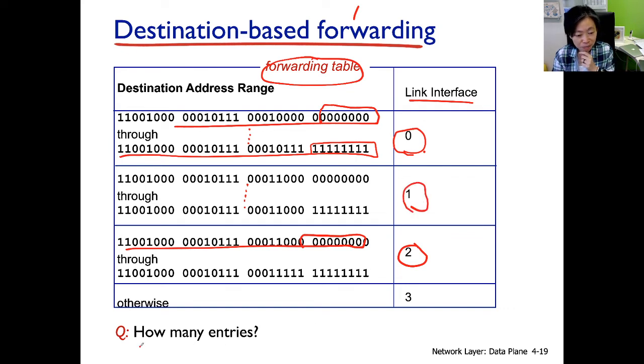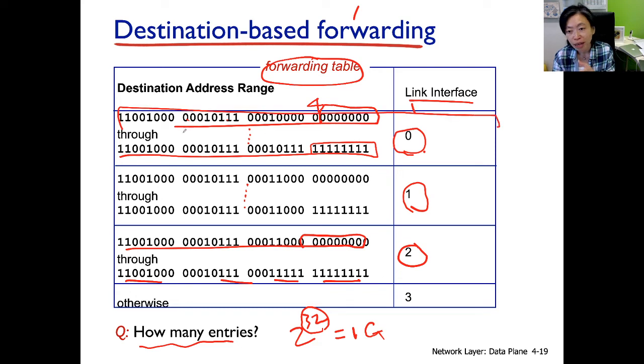But the thing is this, how many possible destinations can there be? Well, the IP address is this big. The IP address, 8 bits together, 32 bits. So you could actually have 1 gig entries. And each entry might require 4 bytes, 4 times 8 bits, and maybe another byte for the link interface. So each entry needs to be at least 5 bytes. So 1 gig entries times 5 bytes, that will be 5 gigabytes at least just to keep the forwarding table.